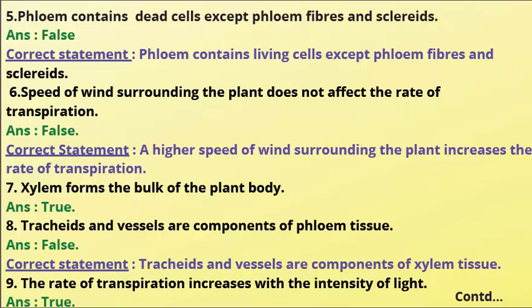Number 7, xylem forms the bulk of the plant body. It is true, xylem actually forms the bulk of the plant body. It carries most of the mass of the plant. Number 8, tracheids and vessels are components of phloem tissue. It is false. Correct statement is tracheids and vessels are components of xylem tissue.